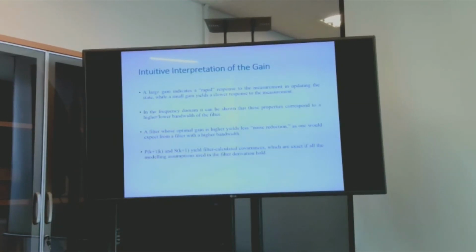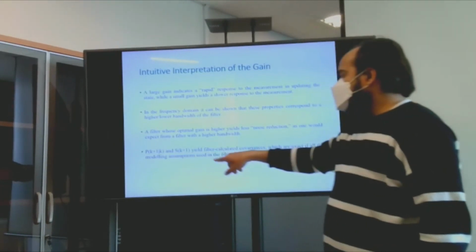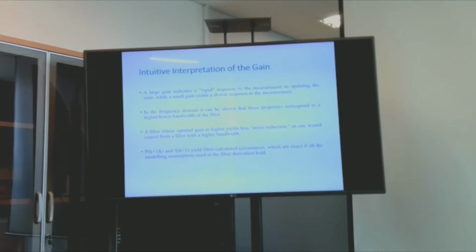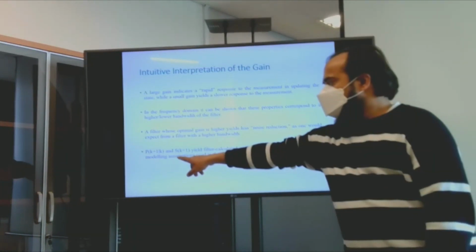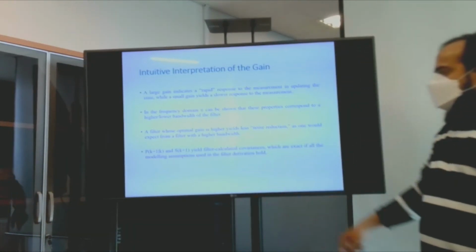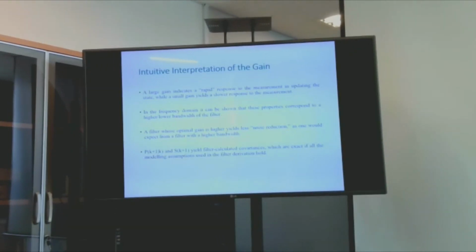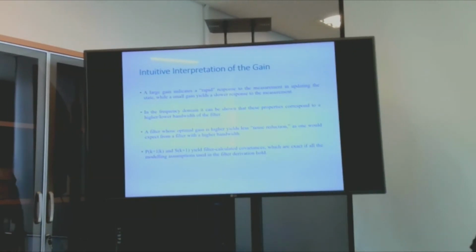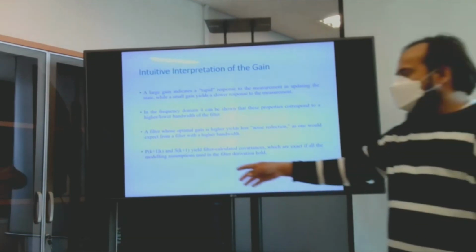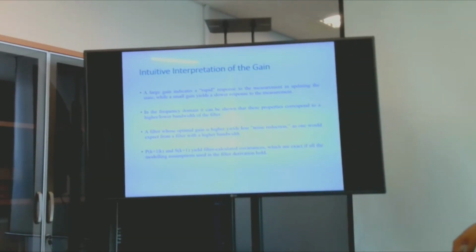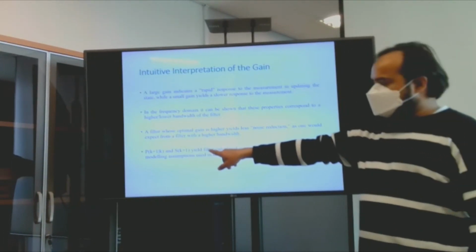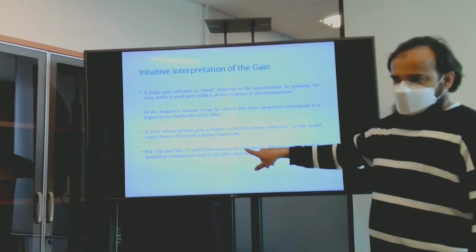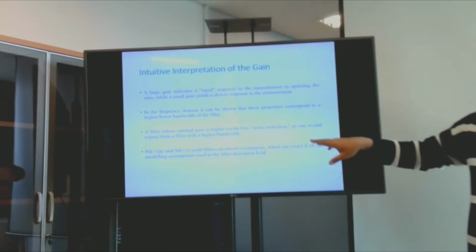So this yields the filter-calculated covariance, which is exact if the model assumption, that is, the Gaussian modeling assumption used in the filter derivation, holds. It means if your estimation algorithm obeys the Gaussian assumption, then these calculations are exact and perfect for the filter gain.